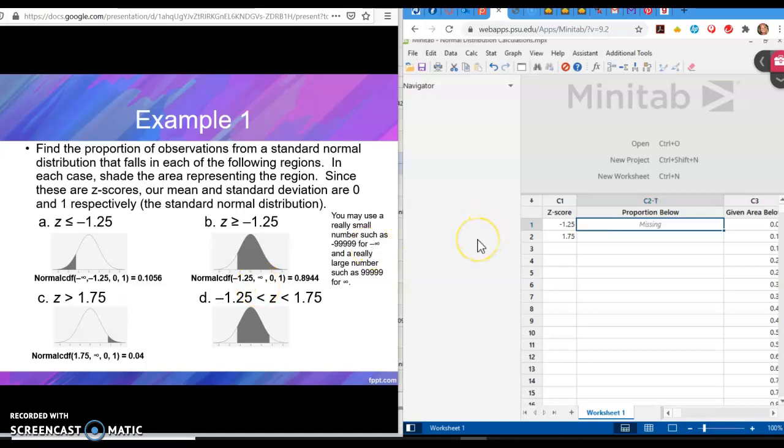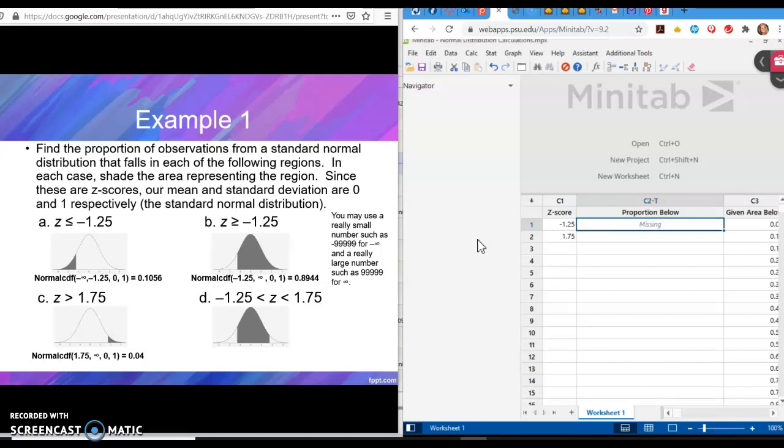So I promised I'd show you how we can do these calculations that we were doing in class this morning using Minitab. So in example 1, we were looking at finding the proportion of observations in the standard normal distribution that are at negative 1.25 and below.